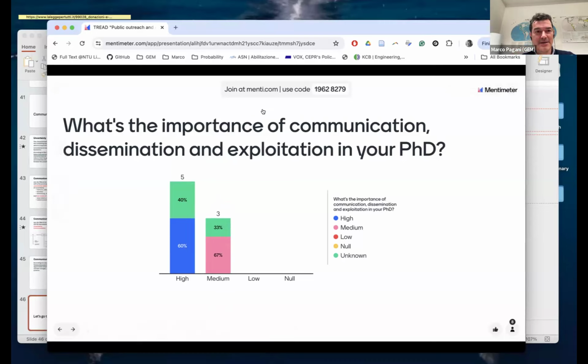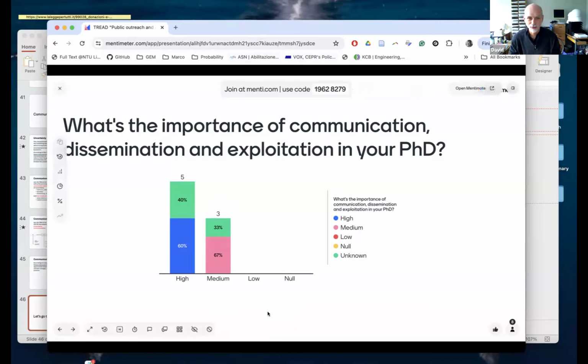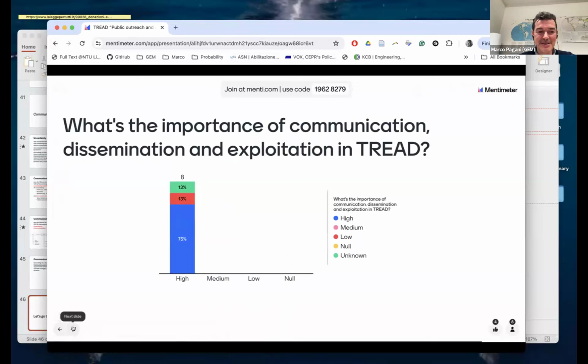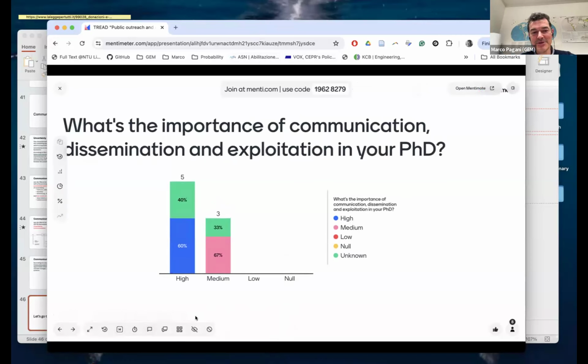I'm glad that, if you ask the same question at the end of the PhDs, the answer might be different. It's interesting that for thread, for example, we had 100% basically, whereas in this case, there is still the perception that maybe communication is not so important.